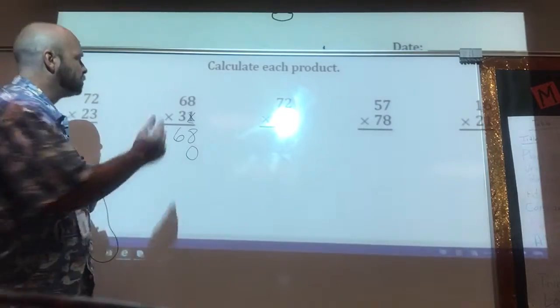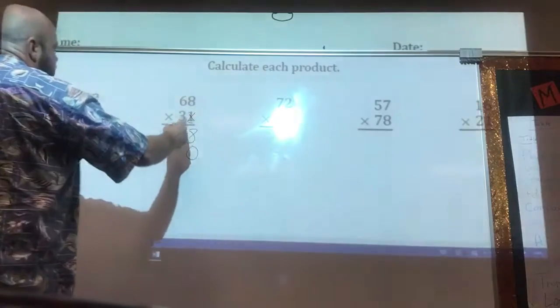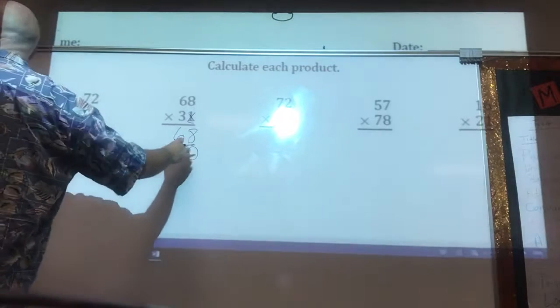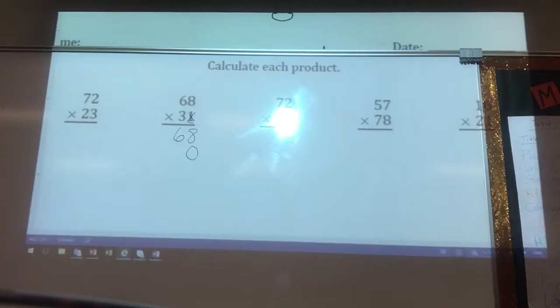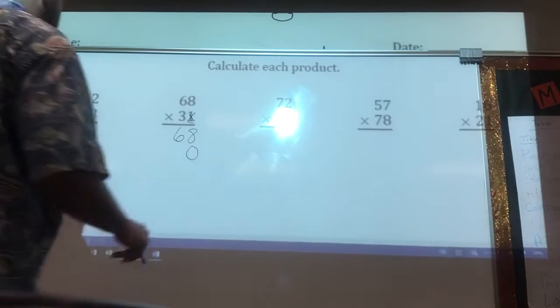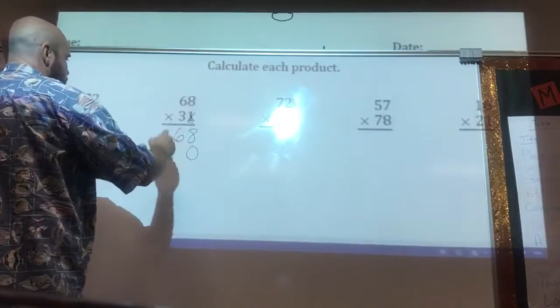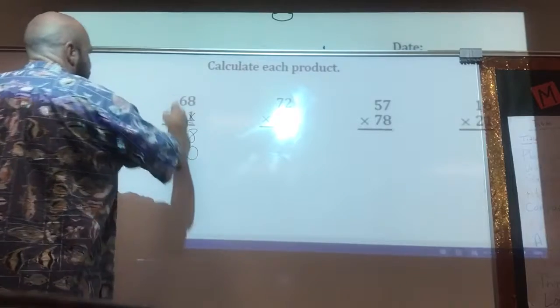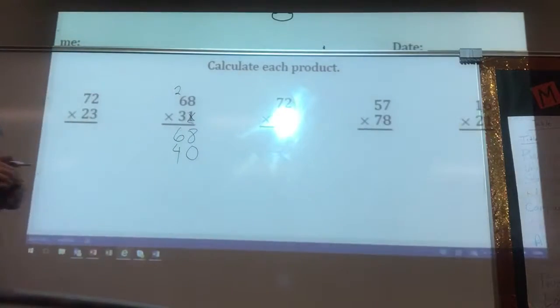Now I'm on my tens place. Okay, so I've already multiplied 1 times 68. Since my 3 is in my tens place, that means it's the same as 30. So that's why I put my 0 there. I'm going to multiply 3 times 8, which is? 24. Put my 4 in my tens place and carry my 2.